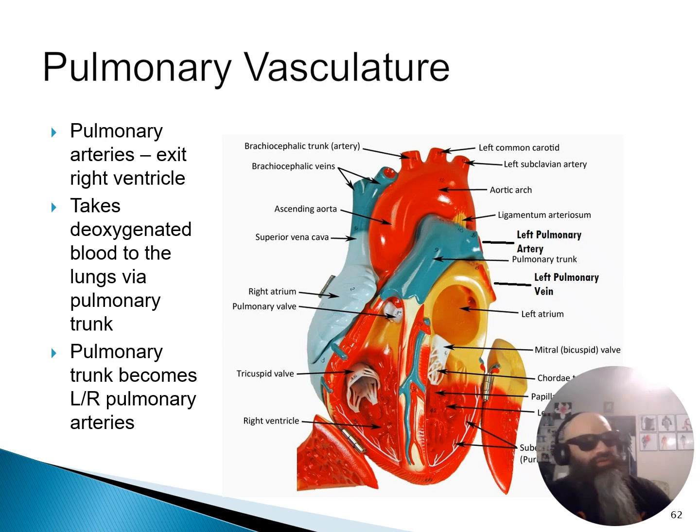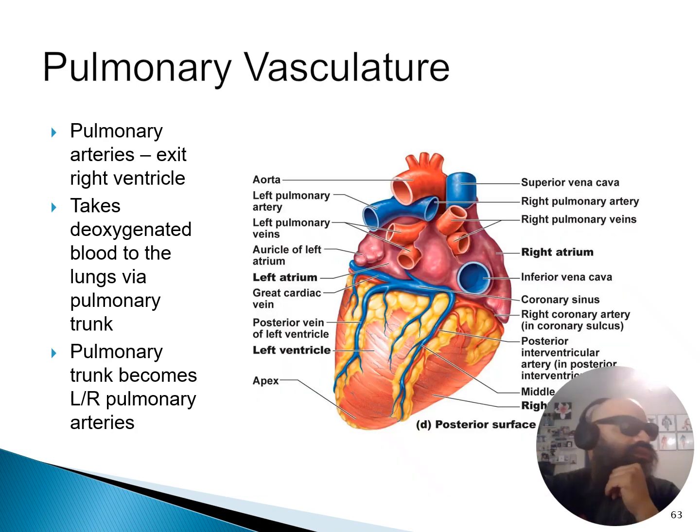So know where the pulmonary arteries exit. They exit the right ventricle, and then you'll have to know where they go towards in the hilum of the lung in those previous images that we discussed earlier. So this is basically what I had just mentioned a few minutes ago.